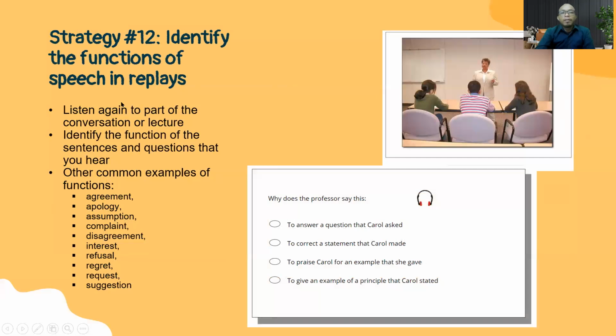Okay, now for this, you need to identify the functions. So listen again to part of the conversation or lecture, and then identify the function of the sentences and questions that you hear. Here are examples of functions. So the purpose could be because the professor shows agreement or shows apology or assumption, complaint, and so on. So you need to know what these functions mean so that when you get a question like this, you are prepared to answer.